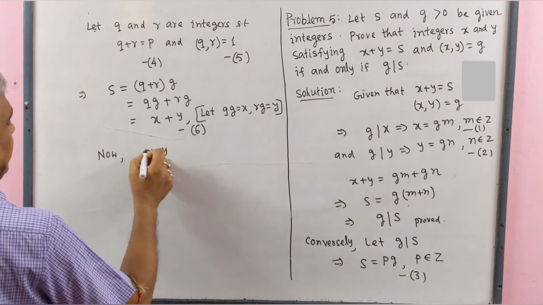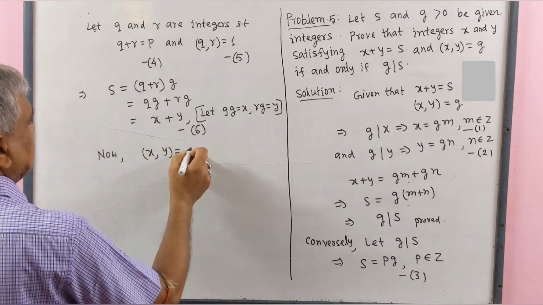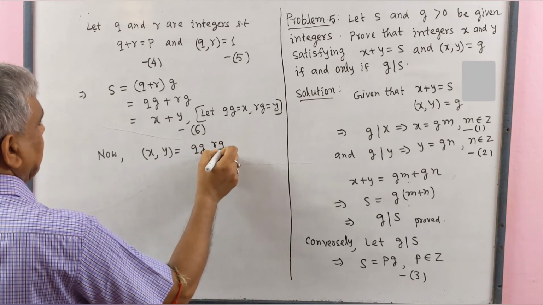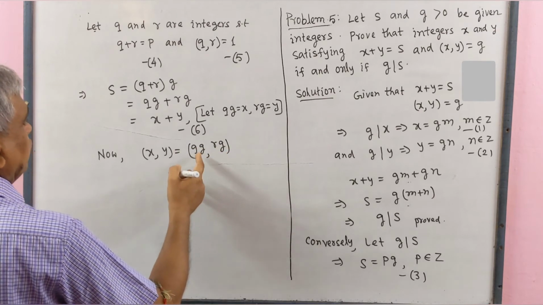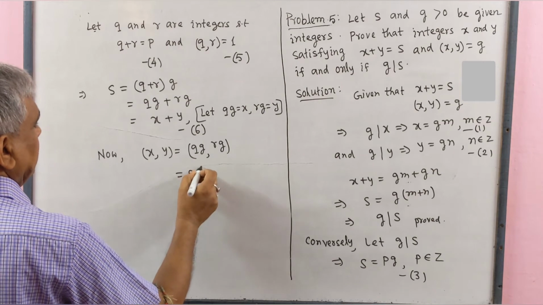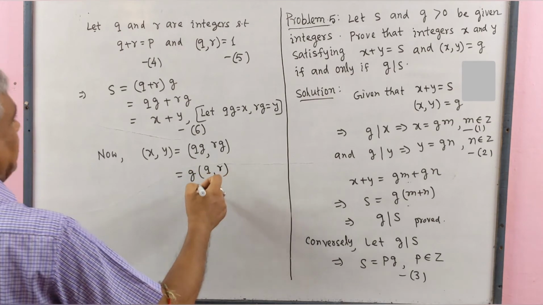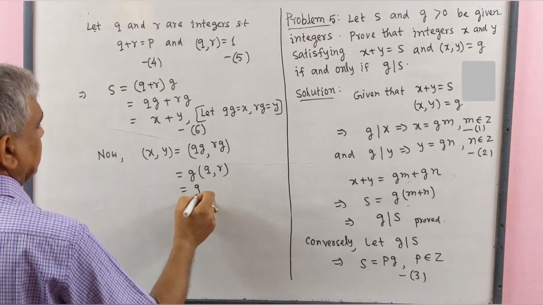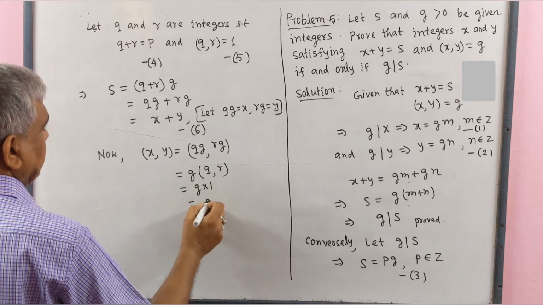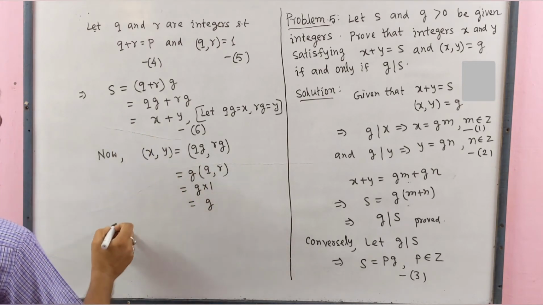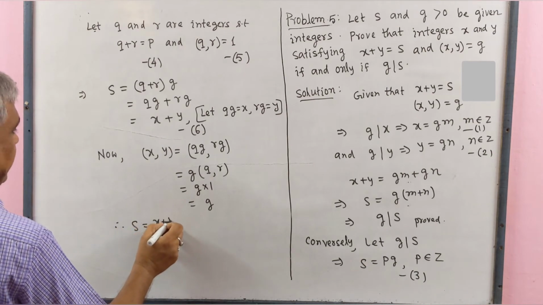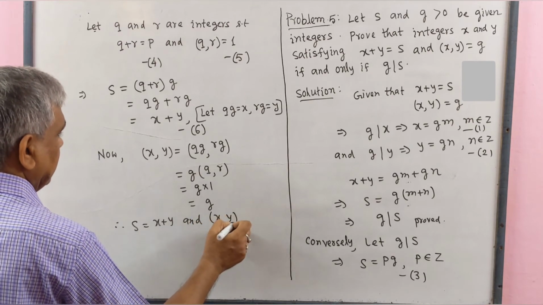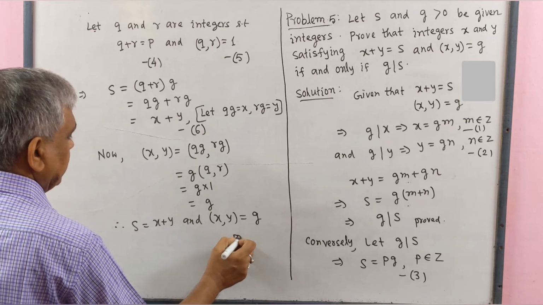Now GCD of x and y equal to, x means qg, y means rg. Here we may take g outside, GCD of q and r. Here in 5 GCD of q and r is 1. This is equal to g multiply 1 equal to g. Therefore we get s equal to x plus y and GCD of x and y equal to g. Proved.